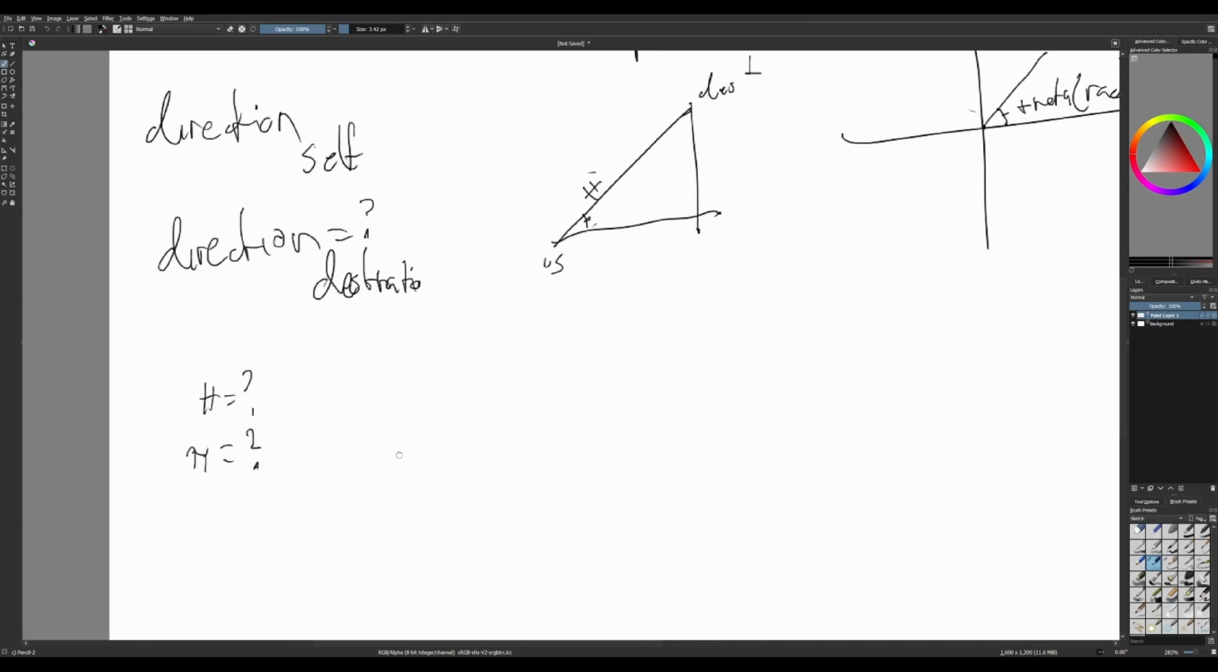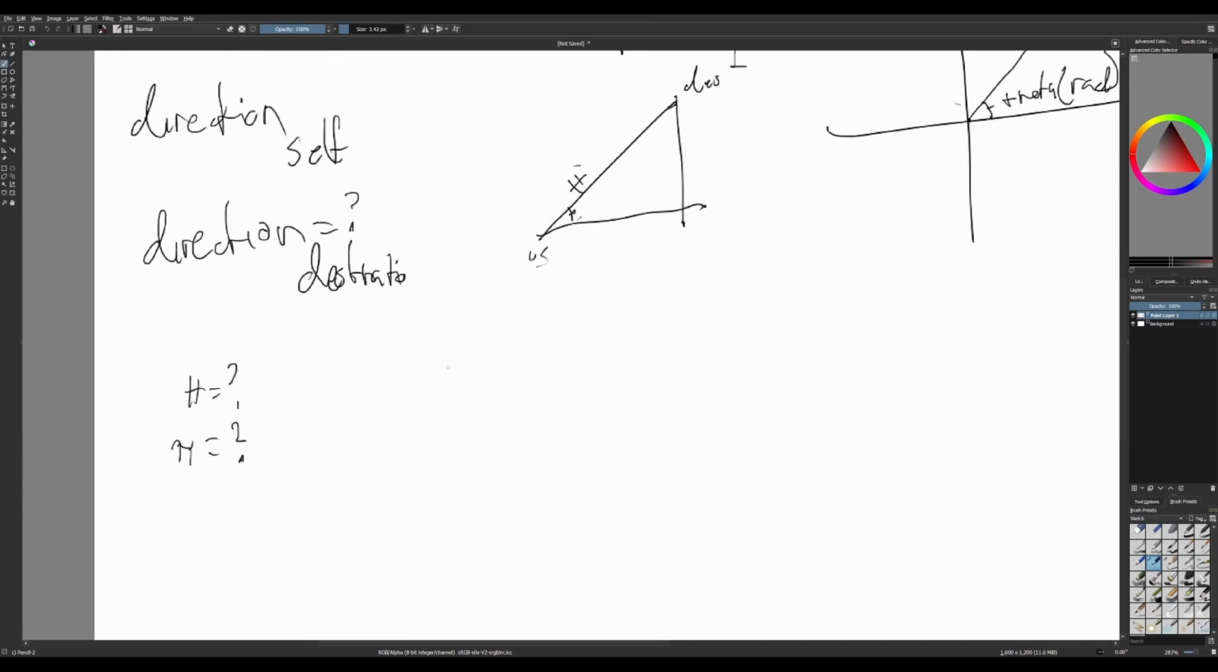A little bit of trigonometry can help us with that. Take trigonometric functions. So we got the sine, cosine, and tangent of an angle, of theta.